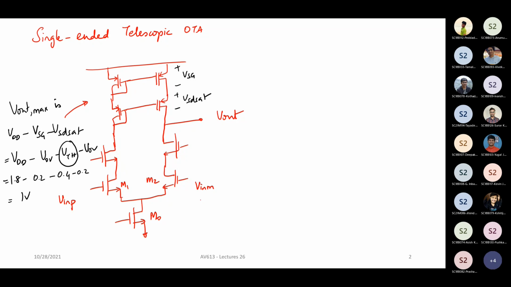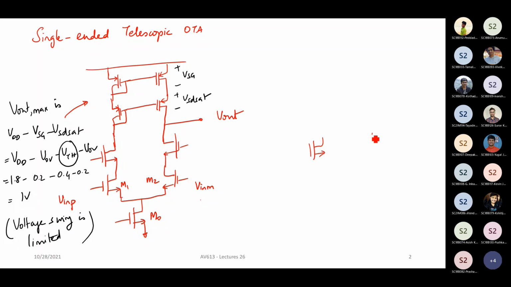So what can be done if I want to increase my voltage swing limits? Right. So let me just say voltage swing is limited. Let's say I want to improve my voltage swing. What was it? Low voltage cascodes. Low voltage cascode. So how can you design a low voltage cascode?